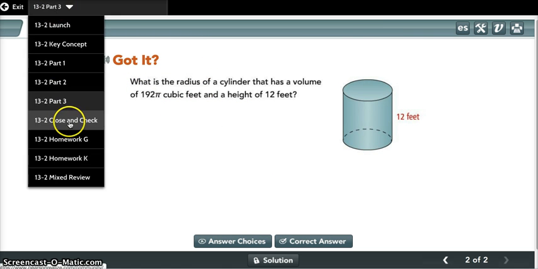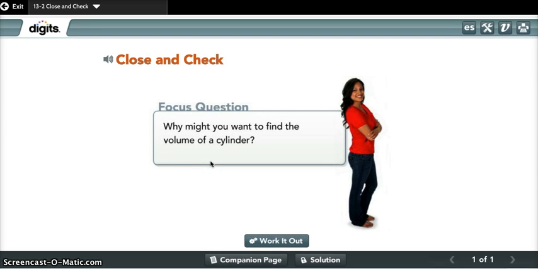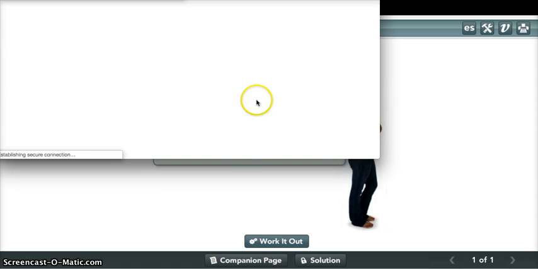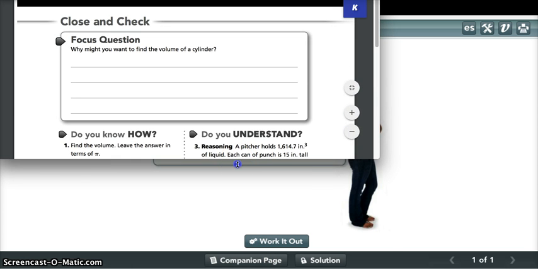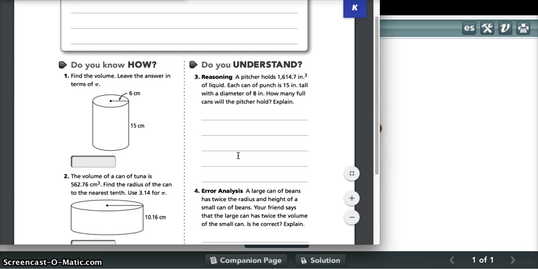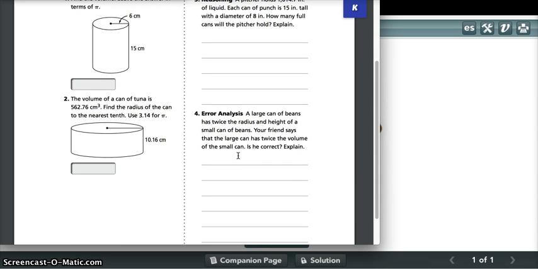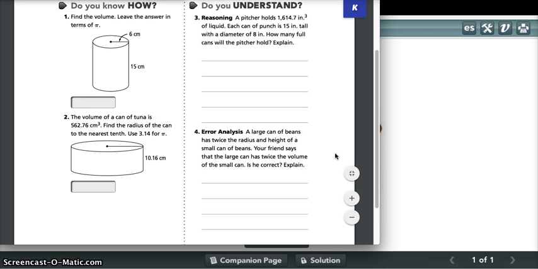Otherwise, like I promised, we're going to jump to our close and check. And for today, you are going to do numbers 1, 2, and 4, and then come on back to check your work.